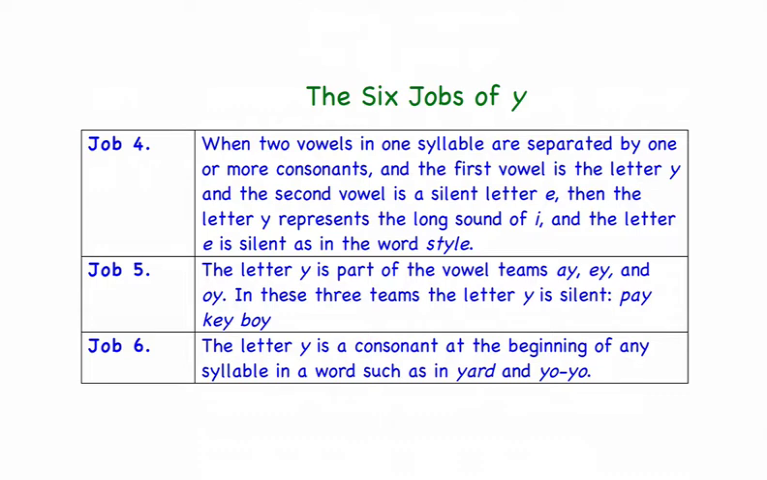Job 5. The letter Y is part of the vowel teams AY, EY, and OY. In these 3 teams, the letter Y is silent. And we have examples: pay, key, boy. Finally, the letter Y is a consonant at the beginning of any syllable in a word, such as in yard and yo-yo. So when Y represents its consonant sound, it's y.